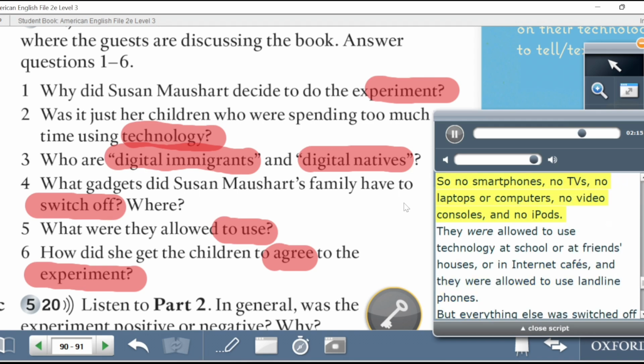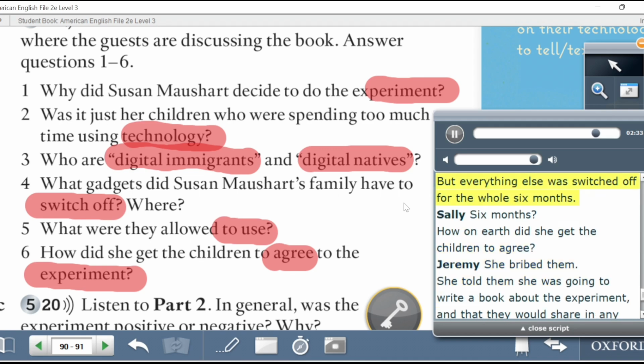So no smartphones, no TVs, no laptops or computers, no video consoles, and no iPods. They were allowed to use technology at school or at friends' houses or in internet cafes, and they were allowed to use landline phones. But everything else was switched off for the whole 6 months.